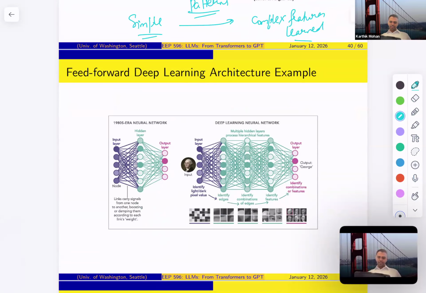Another example here: if you had an input, you first identify the edges, and then you identify combinations of edges. Then you identify more distinctive features like eyes or a nose in an image, and then you can generate an output, right?